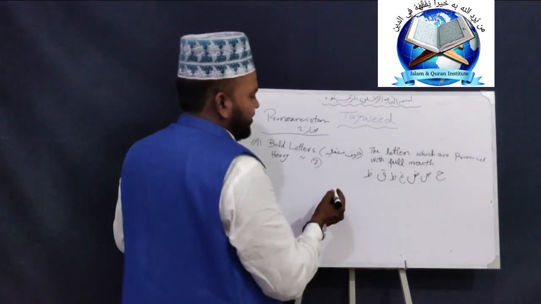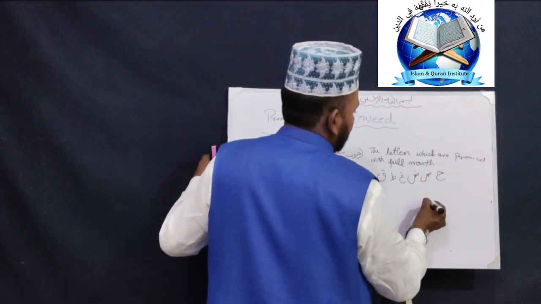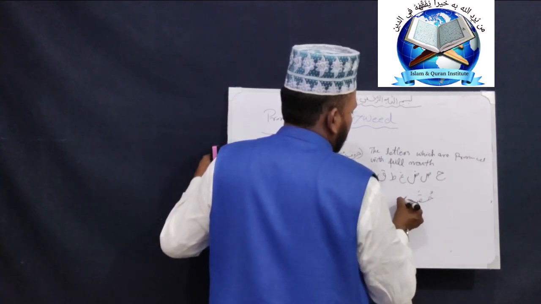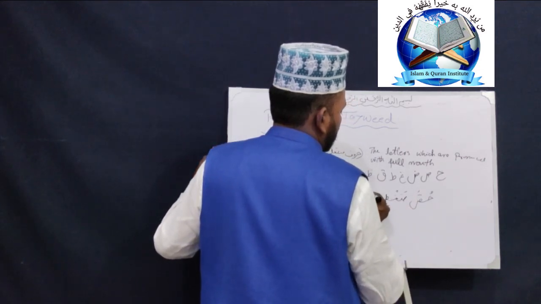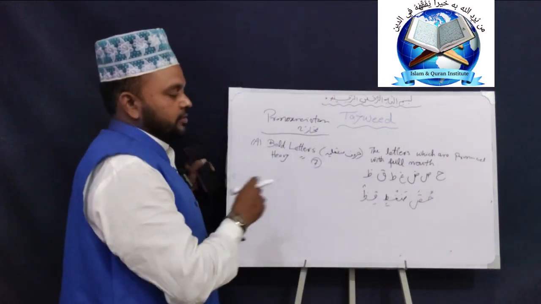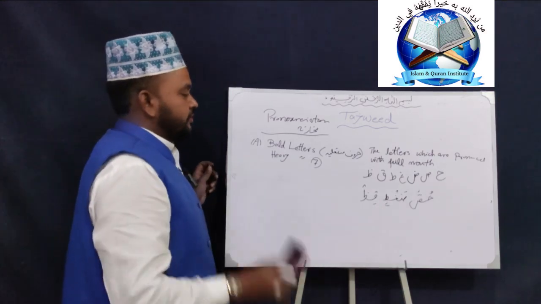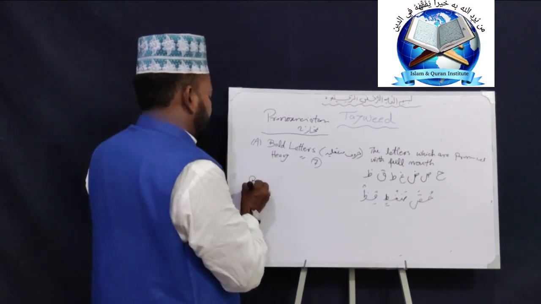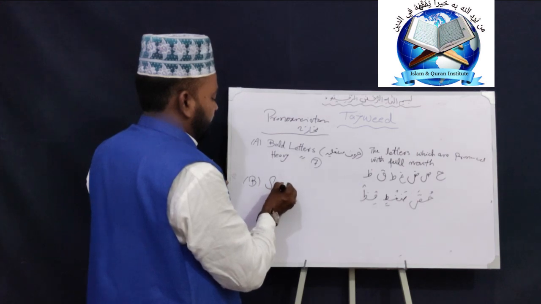So they have made a combination so that they could be memorized easily. And the combination is khussa doqtin qiz, so that they could be memorized easily. Khussa doqtin qiz. These are the bold letters. The second category is similar to bold letters.